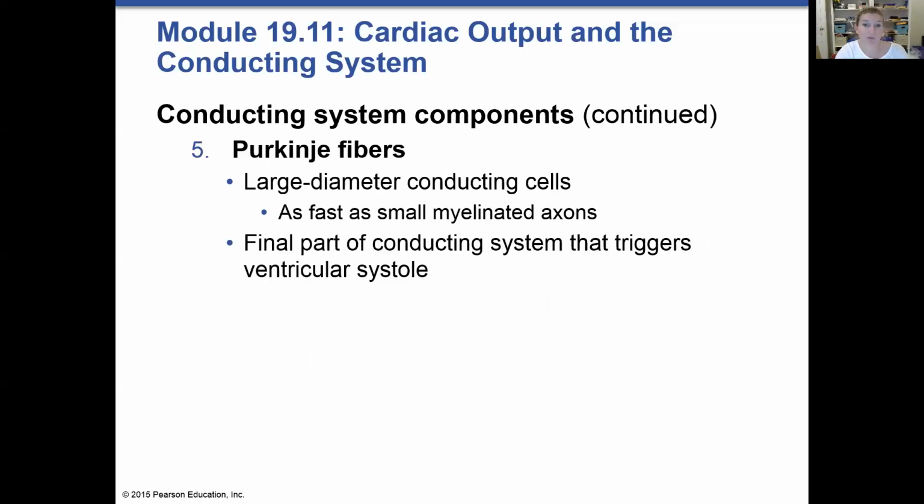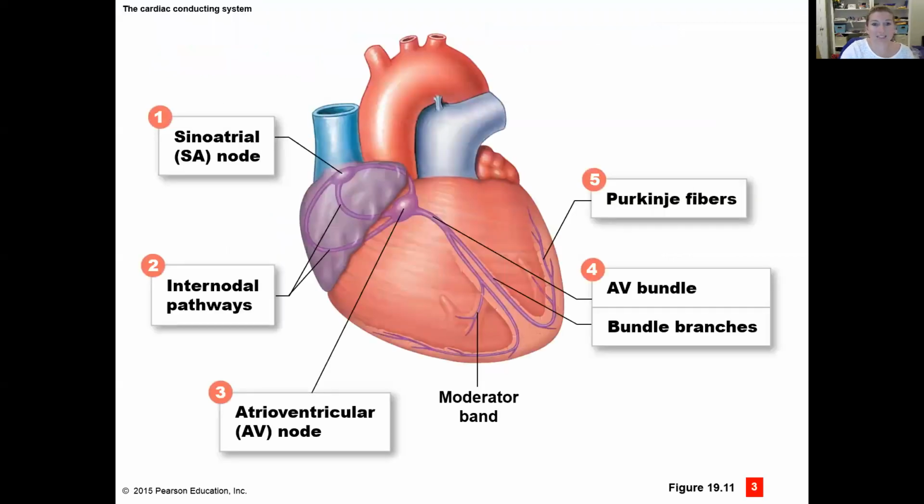Finally, Purkinje fibers. These are large diameter conducting cells. They act like myelinated axons, and these are the cells that actually trigger the ventricular contraction. So when we look at the entire conducting system, you have your SA node. Your SA node conducts through internodal pathways to the AV node. Your AV node will conduct through the AV bundle and bundle branches all the way down to the Purkinje fibers.